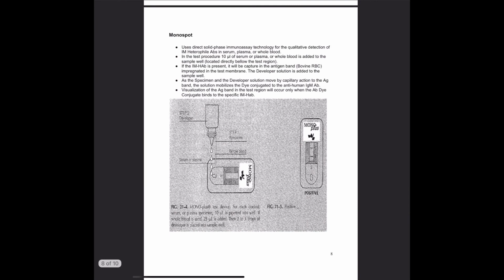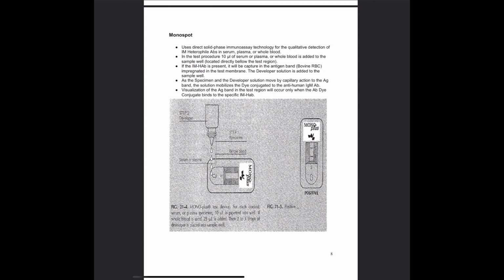And the Monospot. The Monospot uses direct solid phase immunoassay technology for qualitative detection of infectious mono heterophile antibodies in serum, plasma, or whole blood. In the test procedure, 10 microliters of serum, plasma, or whole blood is added to the sample well. If the infectious mono antibody is present, it will be captured in the antigen band impregnated on the test membrane. The developer solution is added to the sample well.